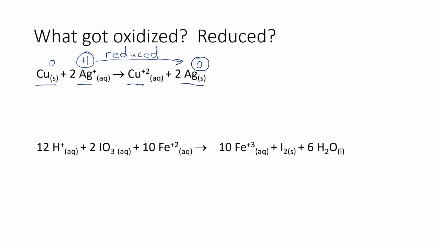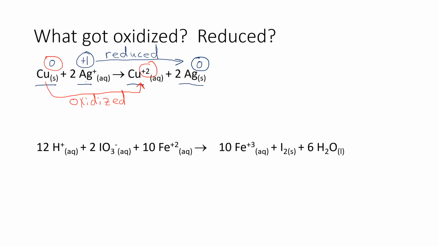On the other side of this, copper starts out with a 0 and ends up with a +2. So as copper goes from 0 to +2 and that oxidation number is increasing, copper is oxidized. And we can tell that in this reaction simply by looking at the oxidation numbers.